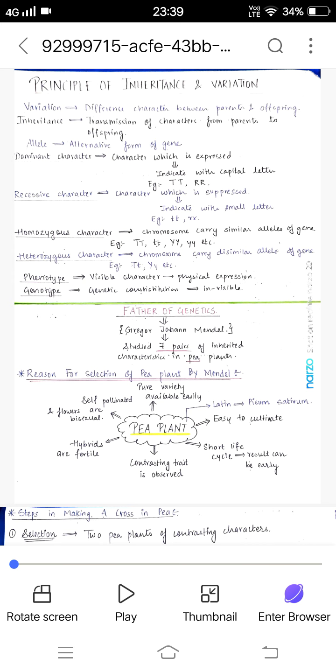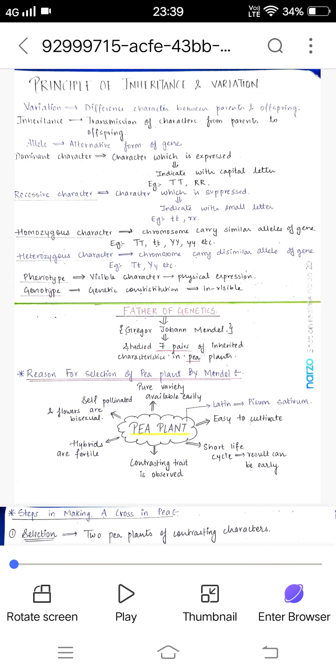First, variation. Variation is a difference between the characters of parents and progeny. Second, inheritance. It is a transmission of character from parents to offspring. Third, allele. It is an alternative form of gene.